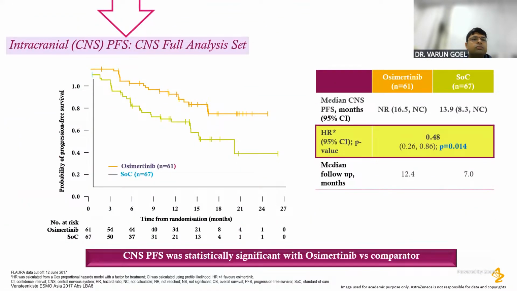Now this term, intracranial CNS PFS, is from the CNS full analysis set. We can see clearly in this Kaplan-Meier plot that with osimertinib, median CNS PFS was not reached versus 13.9 months with first generation TKI. Both the graphs are well separated, there is no crossing over, and this benefit happens from the very beginning. The hazard ratio is 0.48, with median follow-up of 12.4 and 7 months in these patients, and CNS PFS was statistically significant with osimertinib versus comparator.